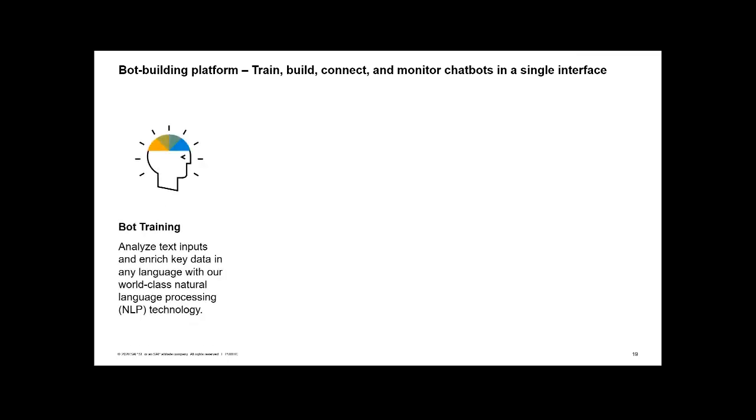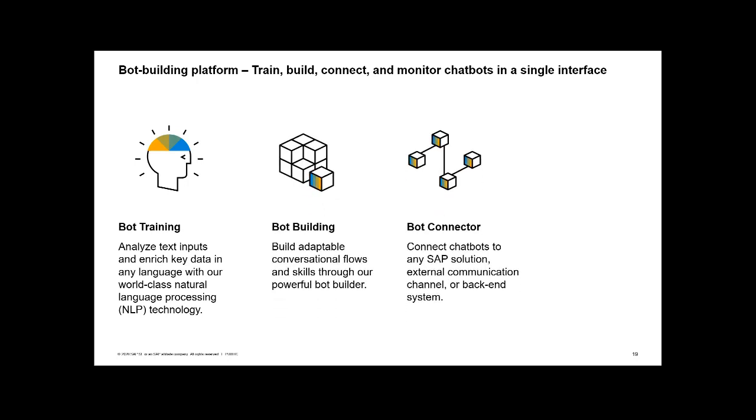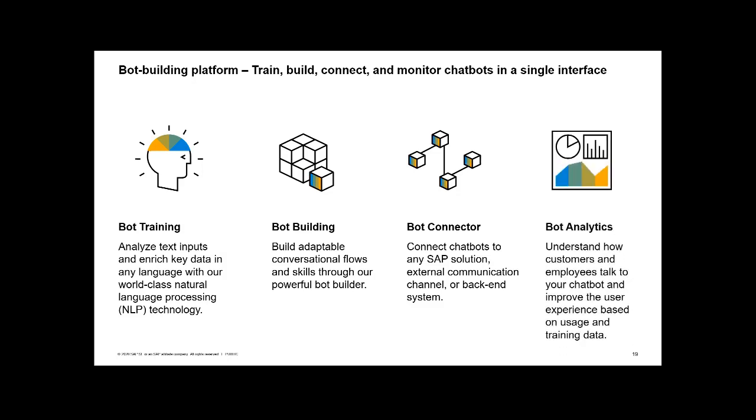So SAP Conversational AI is the complete bot building platform for bot training, for bot building, for bot connection, for example, connecting the chatbot to a web page or to Microsoft Teams or to a Facebook page or something like that. And last, bot analytics. Of course, I want to have some statistics about the usage of my bot, how many users use the bot, what kind of messages they are writing, and something like that. And also for that, the SAP Conversational AI has several capabilities included.